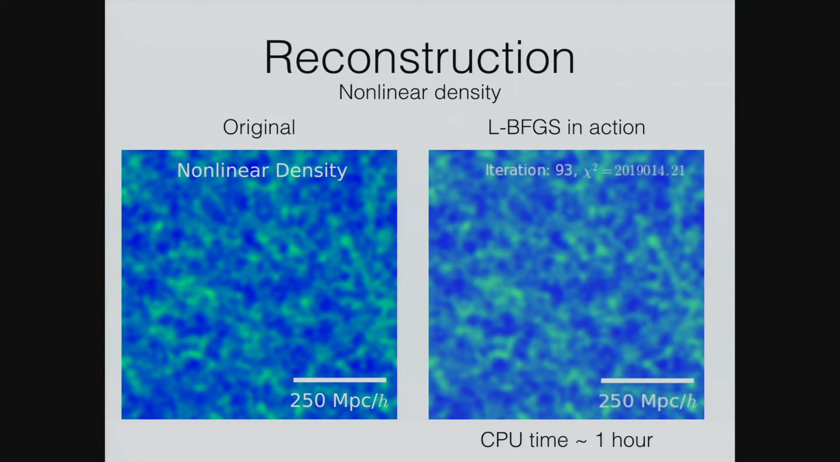Yeah, so basically the parameters are the initial conditions, in this case, all the Fourier modes. So if you have 2 million pixels, then you have 2 million Fourier modes. So yeah.